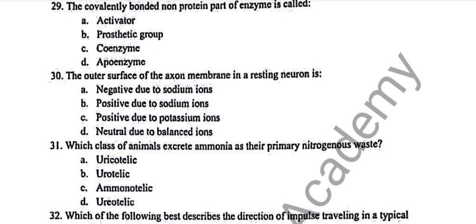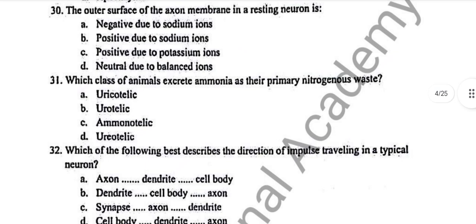Question number 31. Which class of animals excrete ammonia as their primary nitrogenous waste? A. Uricotelic. B. Urotelic. C. Aminotelic. D. Ureotelic. And the correct option is C. Aminotelic.